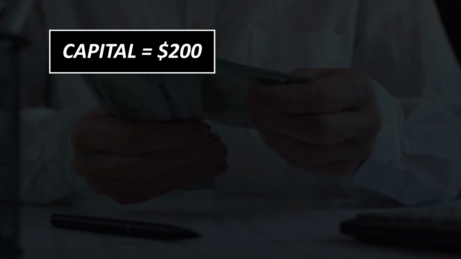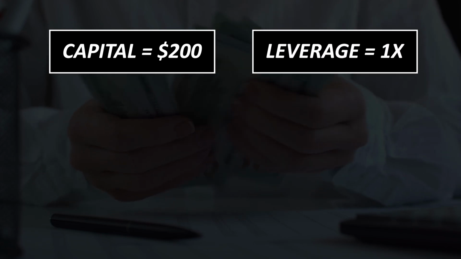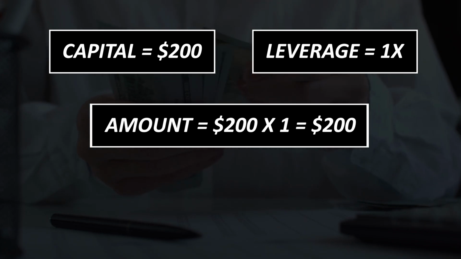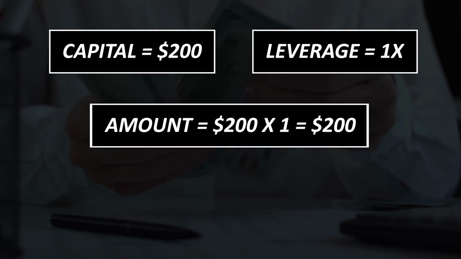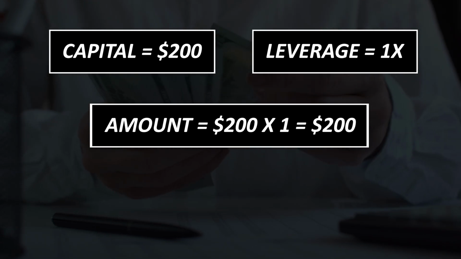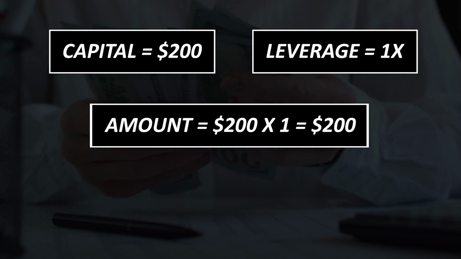Let's say, for example, you have $200 as your own original capital in your wallet, and you are using 1x leverage to trade. That means that you'll be trading with $200, which is still your own capital. So you don't have any borrowed capital. Remember, you're using 1x leverage. I'm taking this as an example. So you're using $200 capital and 1x leverage. That means you're using a total of $200 to trade, which is 200 times 1.